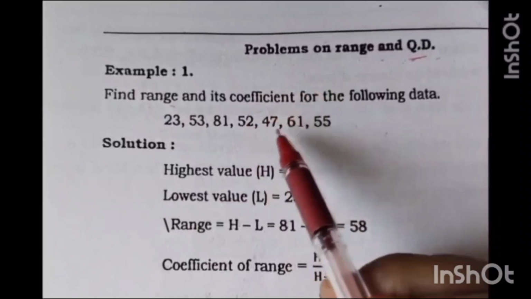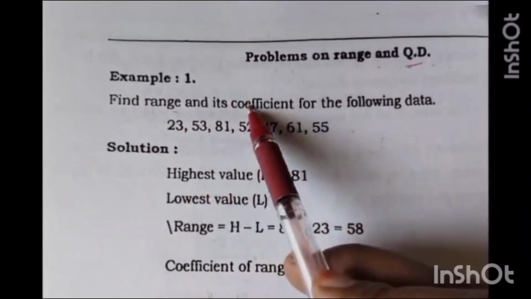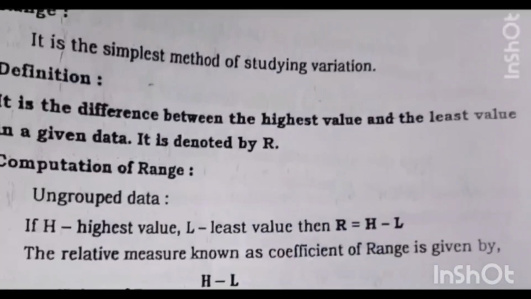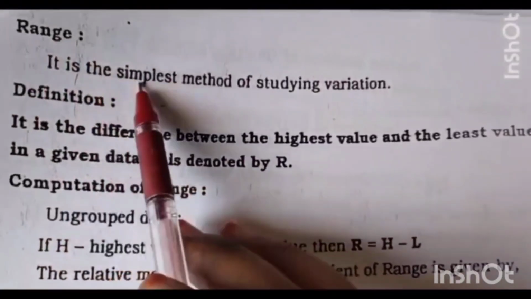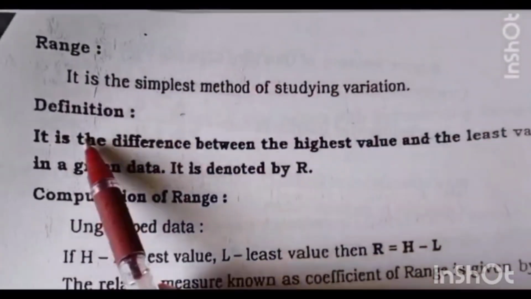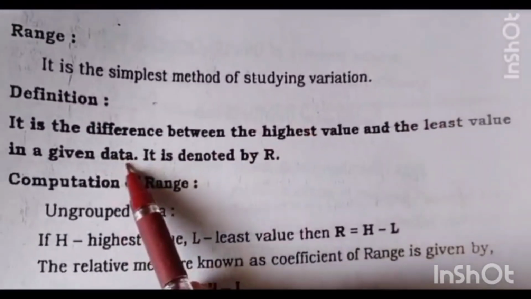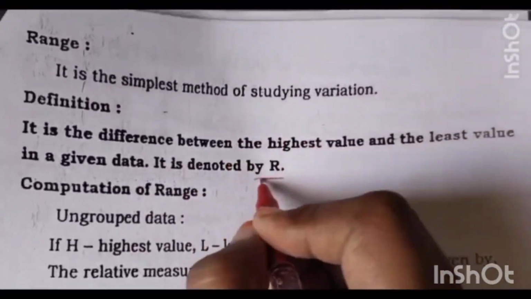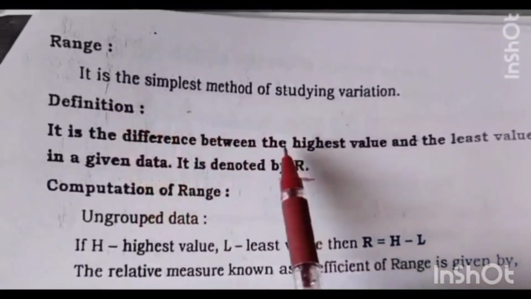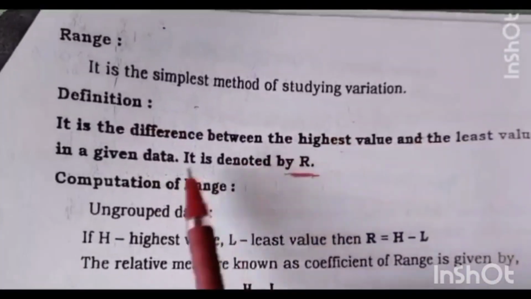Before starting this problem, you should know what is range and what is the coefficient of range. What is meant by range? It is the simplest method of studying variation. Definition: it is the difference between the highest value and the least value in the given data. It is denoted by R.